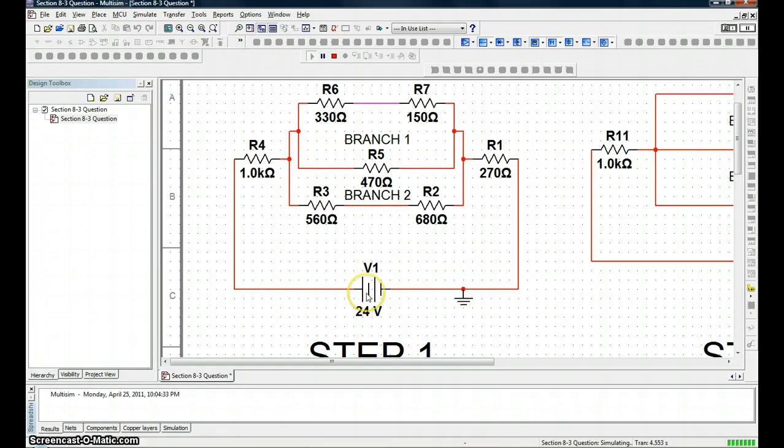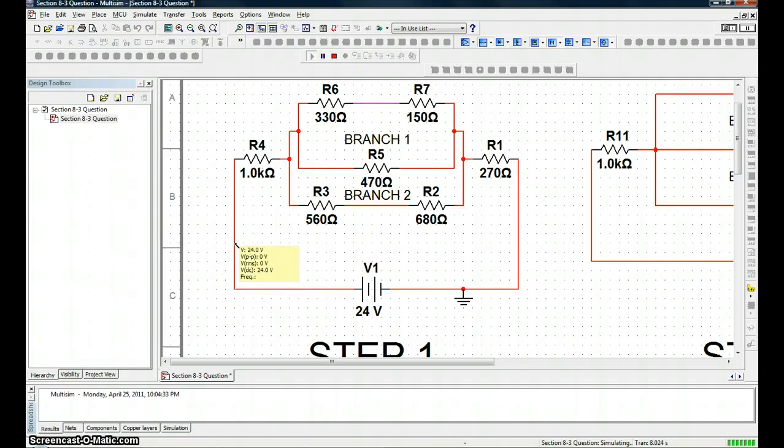The positive terminal of the battery is in series with the 1K ohm resistor, which is then in series with a whole mess of resistors, which is then in series with the 270 ohm resistor. Now, I want to show you that this is actually three voltage drops, essentially.